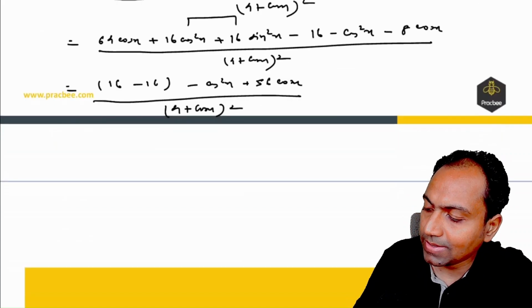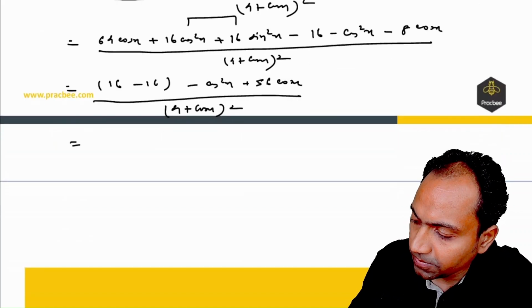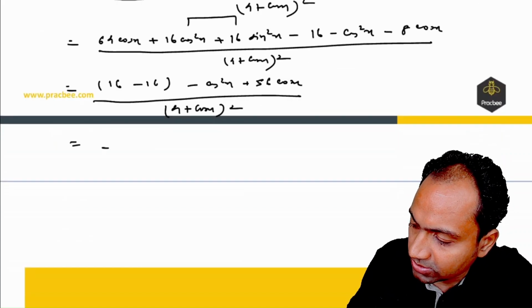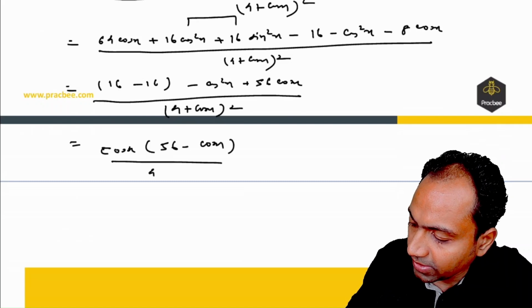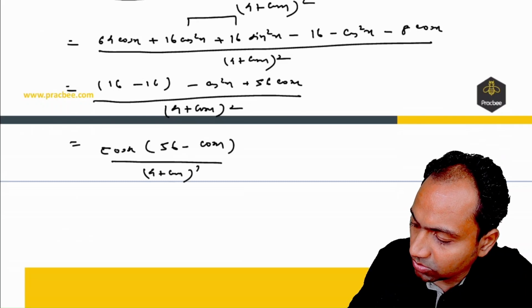If I again check this out, it comes out to be nothing but minus cos x, which I can take common. And if I do so, what I'm left with is nothing but 56 minus cos x, divided by (4 plus cos x) whole square.